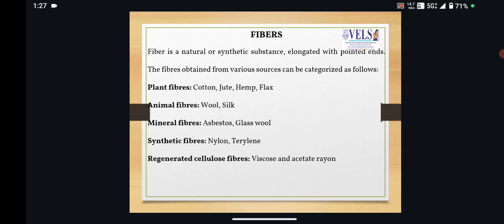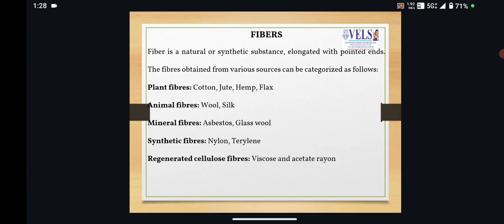Fibers are natural or synthetic substances. They are elongated with a pointed end, a long strand-like structure. The fibers obtained from various sources can be categorized based upon the source: plant fiber, animal fiber, mineral fiber, synthetic fiber, and regenerated or semi-synthetic cellulose fiber. Plant fiber examples: cotton, jute, hemp and flax. Animal: wool and silk. Mineral fiber: asbestos, glass wool. Synthetic fibers: nylon and terylene.